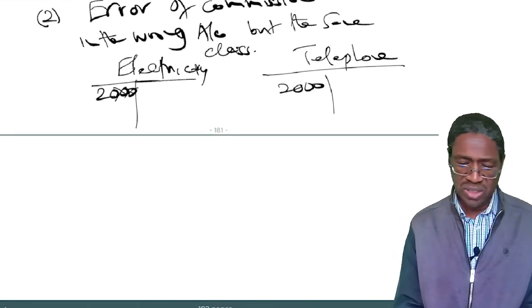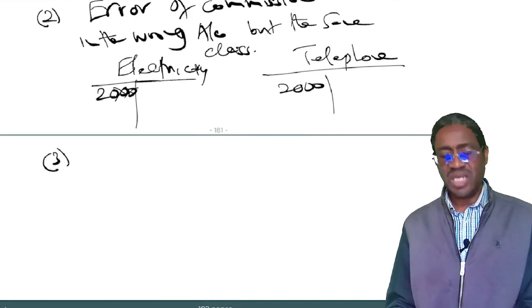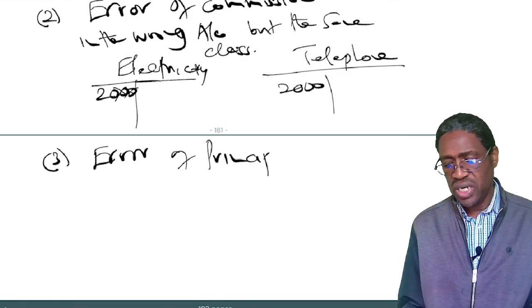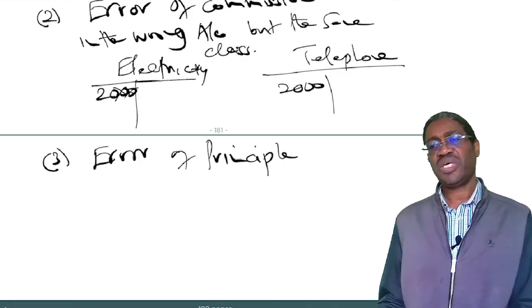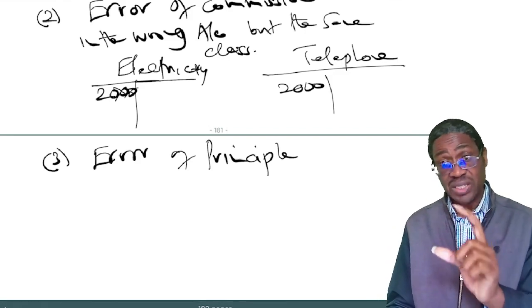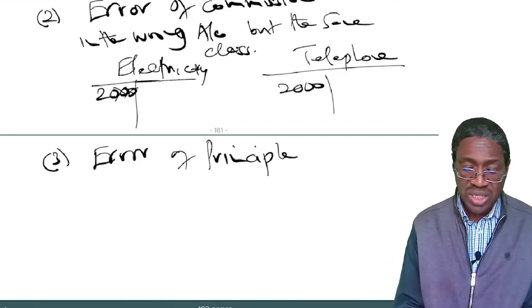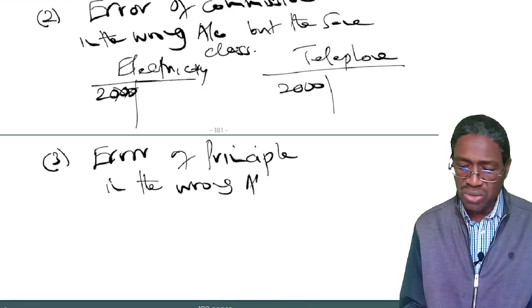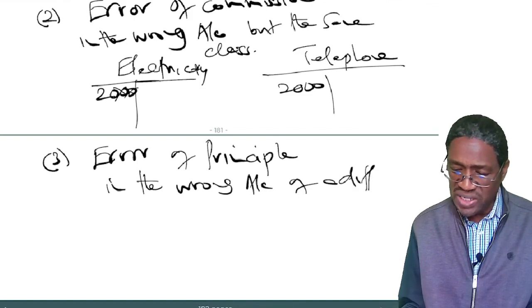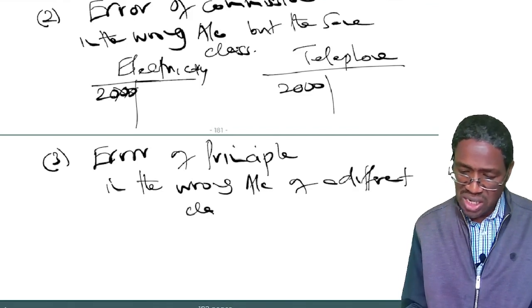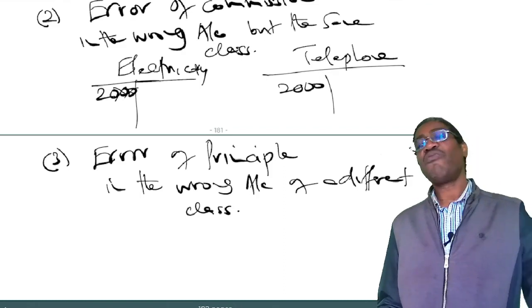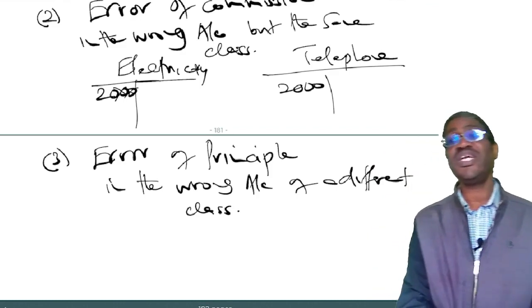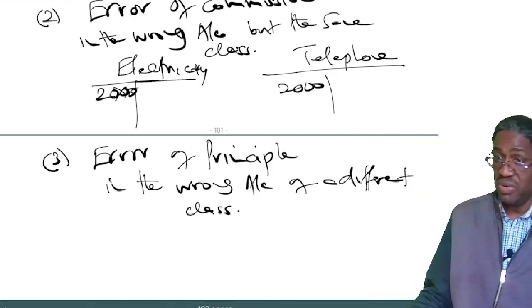We go to the third one, and the third one is what we call error of principle. Okay? Now listen. This occurs again where a transaction is recorded in the wrong account of a different class. Where a transaction is recorded in a wrong account of a different class. Let me give you an example.